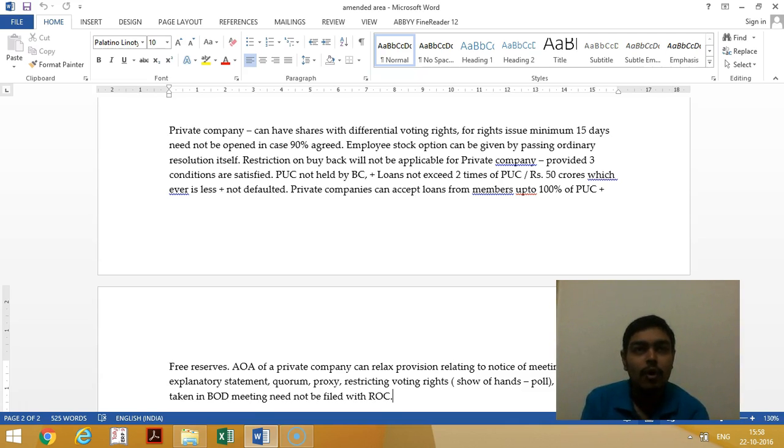Next, employee stock options: for all companies, generally a special resolution is required. For a private limited company, that has been modified into an ordinary resolution. So how many shares you are going to issue for employees is now an ordinary resolution itself. Then restrictions on buyback for a private limited company, and restrictions when they are providing loans to employees are not applicable to a private limited company. That is the employee loan restriction.